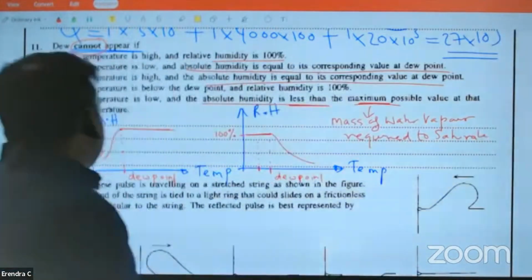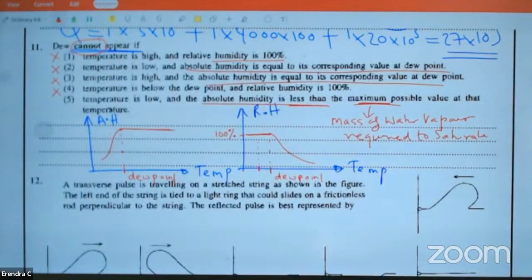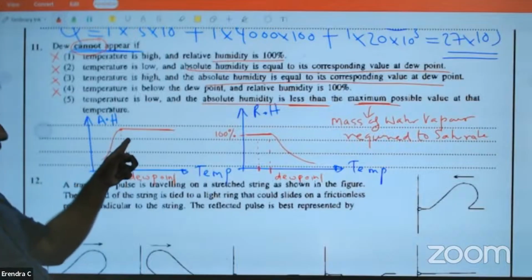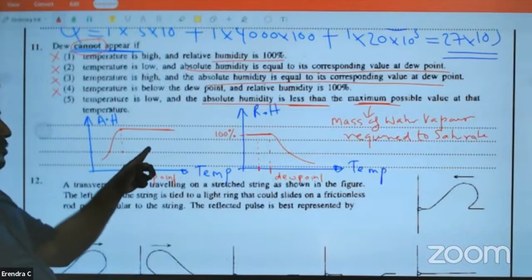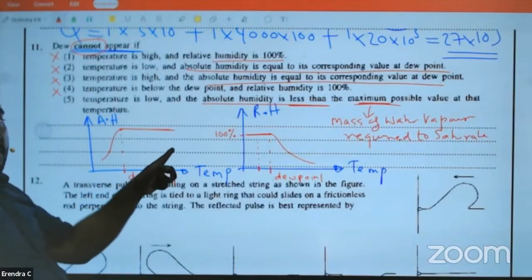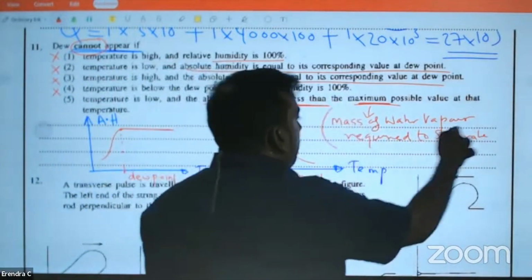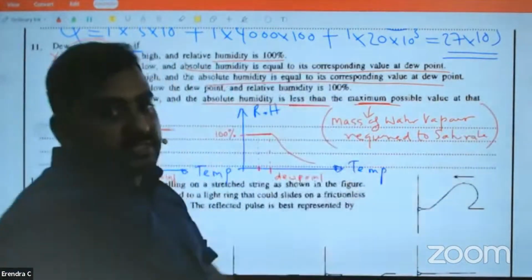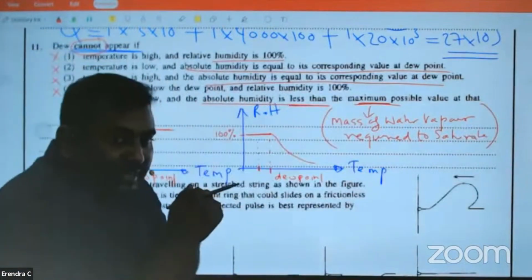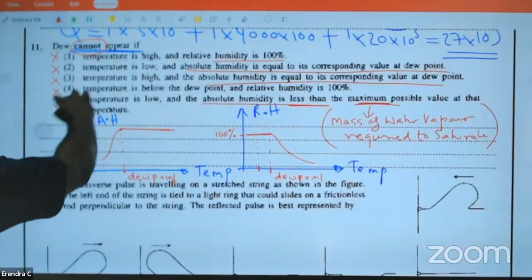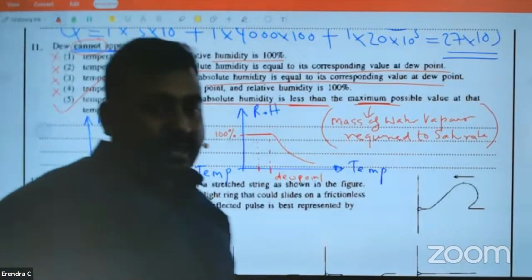Right. Temperature is low. Absolute humidity is less than the maximum possible value. If you have less than the maximum possible value, can dew form? Dew cannot form. The maximum possible value is the mass of water vapor required to saturate. You are having less than that. If you are having less than that, saturation cannot take place. Only 5 is correct. Right there.